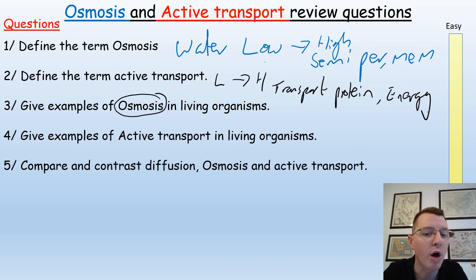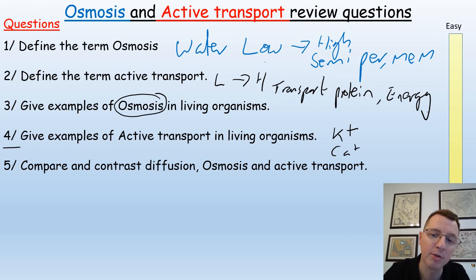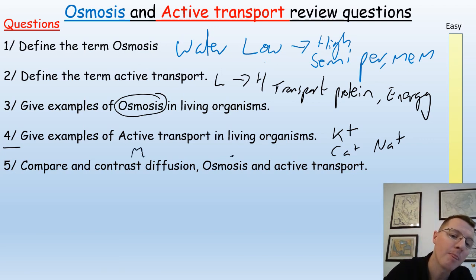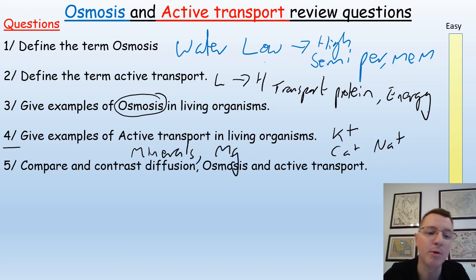Give examples of active transport in living organisms. Well, there's a range of examples you could use here. You could use cells absorbing potassium ions or calcium ions or sodium ions by active transport. You could go with root hair cells absorbing a variety of minerals or magnesium by active transport.